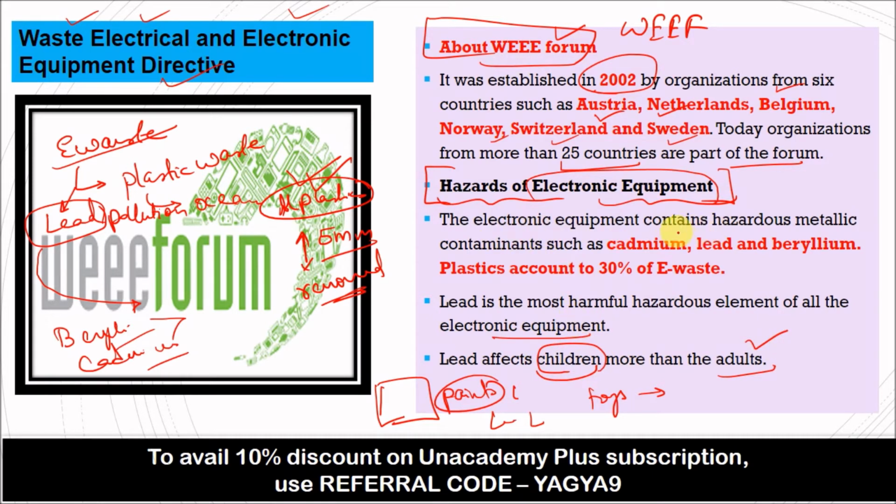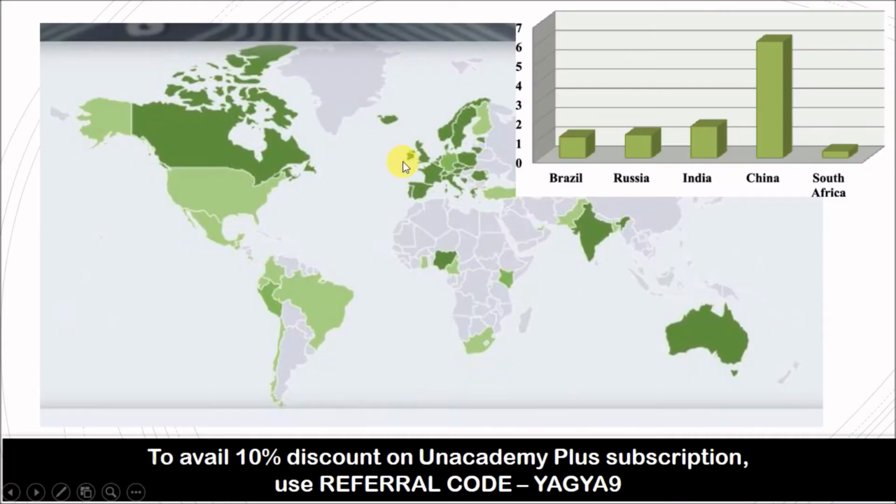Electronic equipment contains various hazardous metallic contaminants like cadmium, lead, and beryllium, and plastics alone account for 30% of the e-waste. Now here you can see all the countries that participate in the WEEF forum, which was started by the European Union. So it is a regional organization started by the European Union.